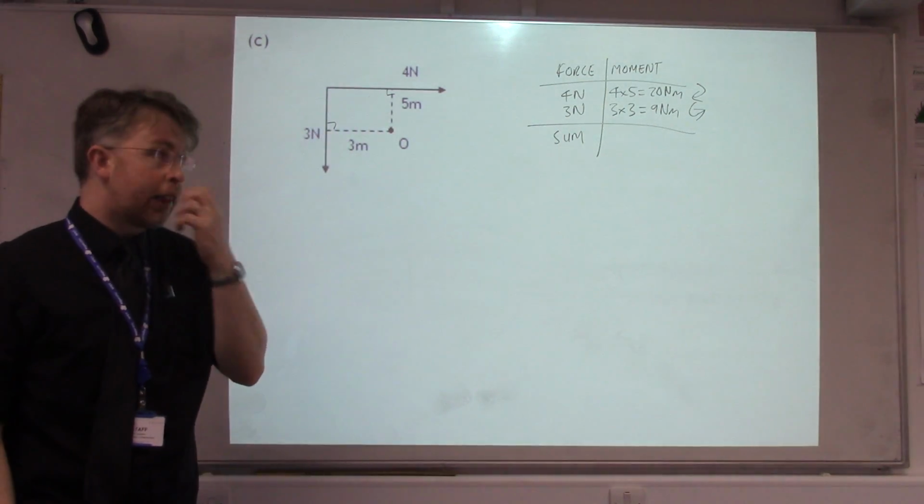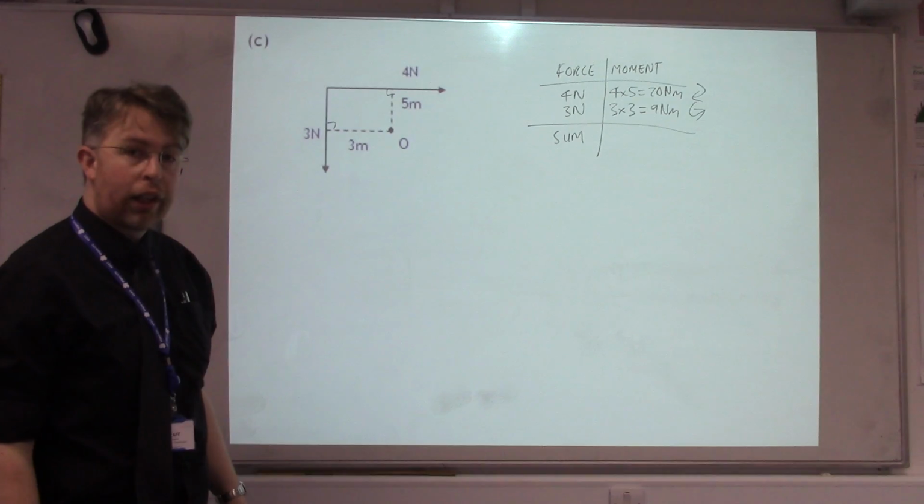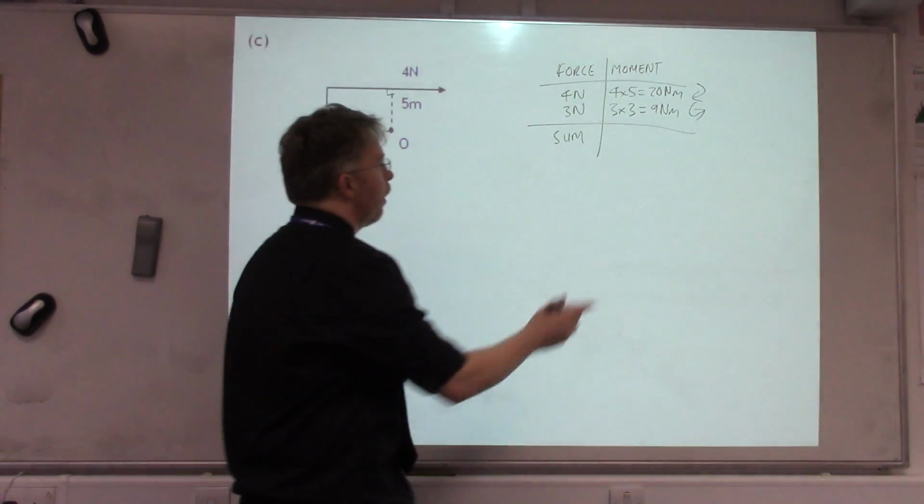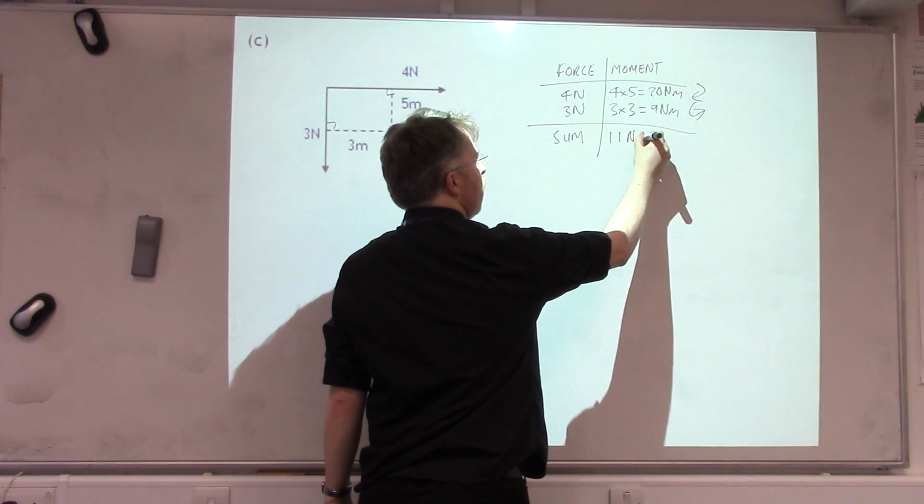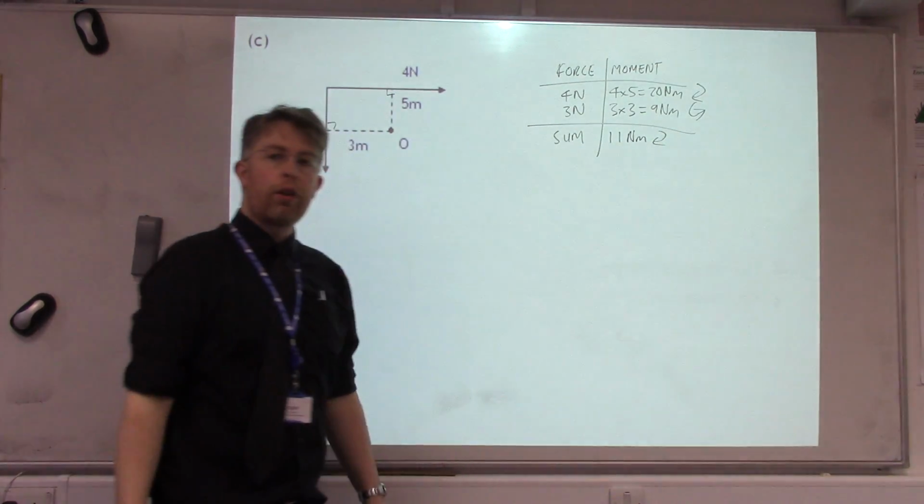So they're spinning in opposite directions, so we take the largest, 20 clockwise minus 9 anti-clockwise, gives us 11 Newton metres clockwise.